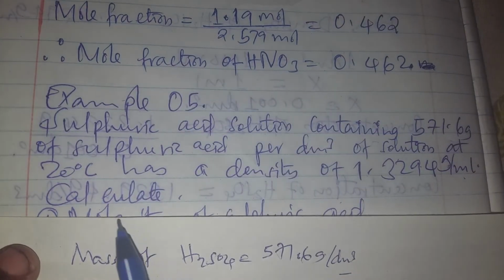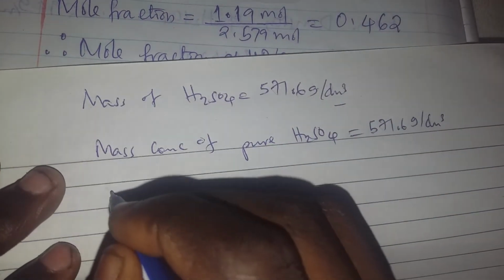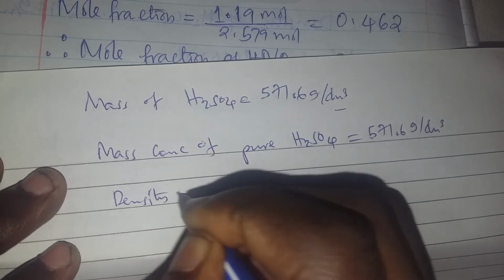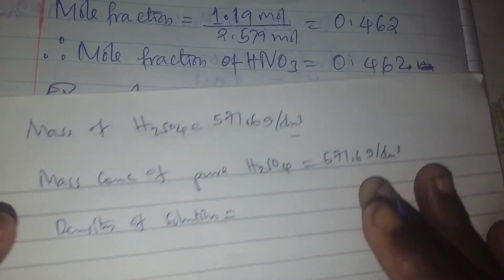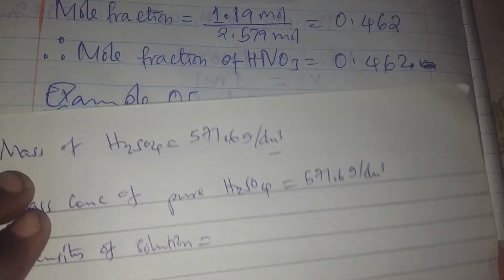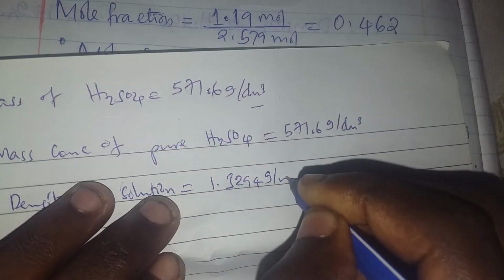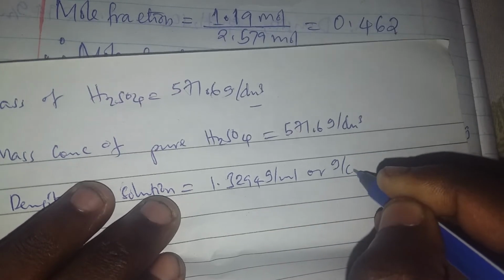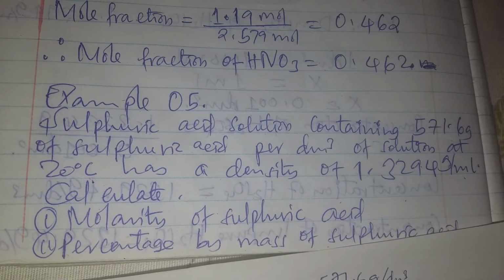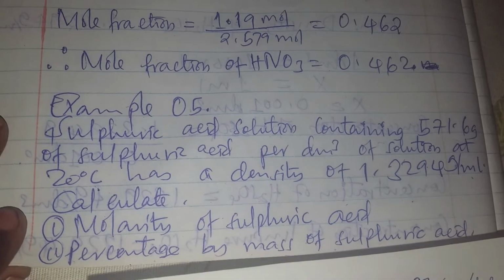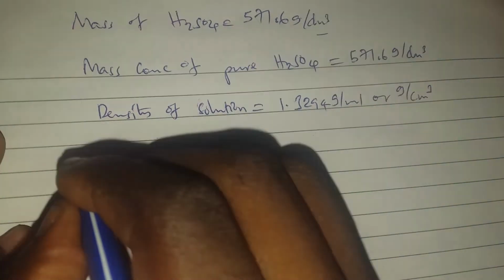And from there we are given a temperature and then the density of the solution. Now the density of the solution is equal to 1.3294 gram per mil or gram per cm cube. Then from there we are required to calculate the molarity of sulfuric acid and then the percentage by mass of sulfuric acid. Now first let us start by calculating molarity.